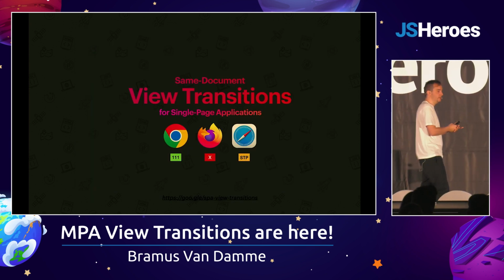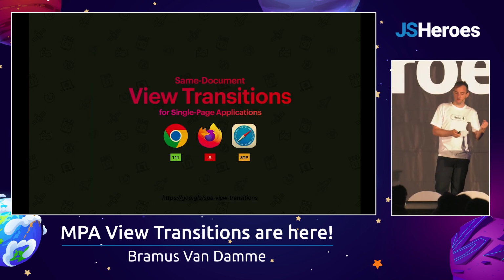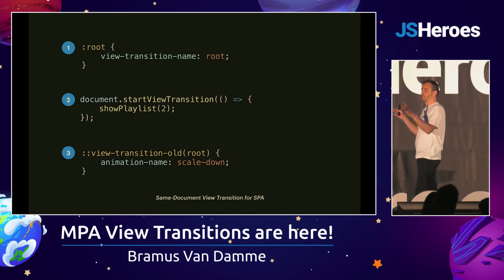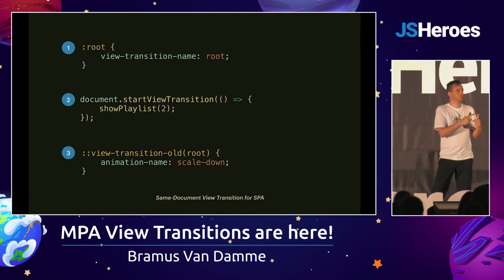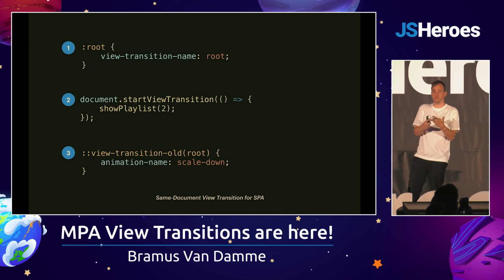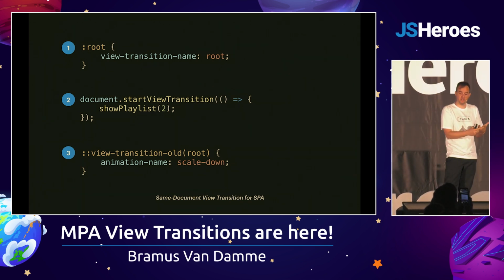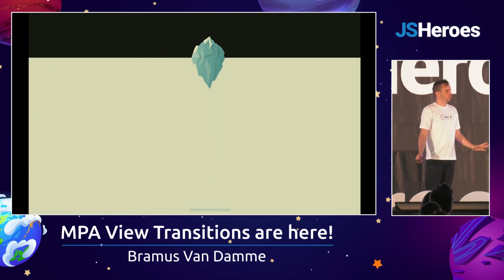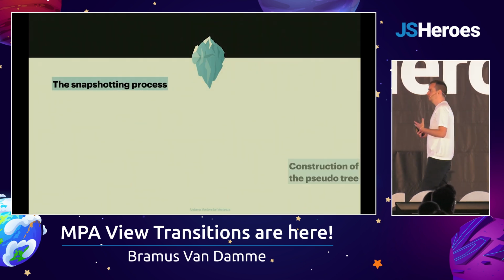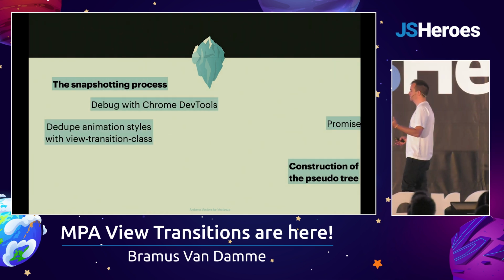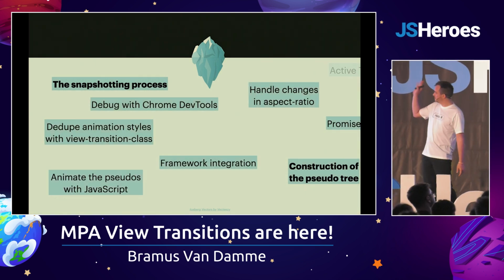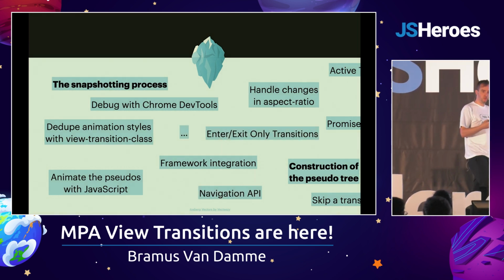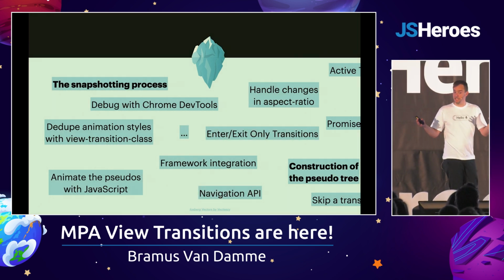Now, that was same-document view transitions. Still got 10 minutes to go, perfectly on time. And these are basically the 3 steps. So you identify and name stuff, you trigger the view transition, and then optionally you customize the animations using CSS, and by default you get a fade in and fade out. Do note that this is only the tip of the iceberg. There's a lot more to say about view transitions, all the things shown here on screen. And like I've explained to you the snapshotting process and how the pseudo tree is constructed, but there's more things to tell you about, but unfortunately we are limited in time.